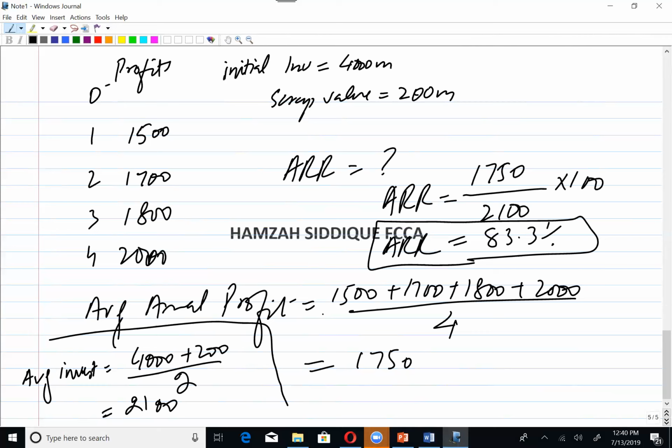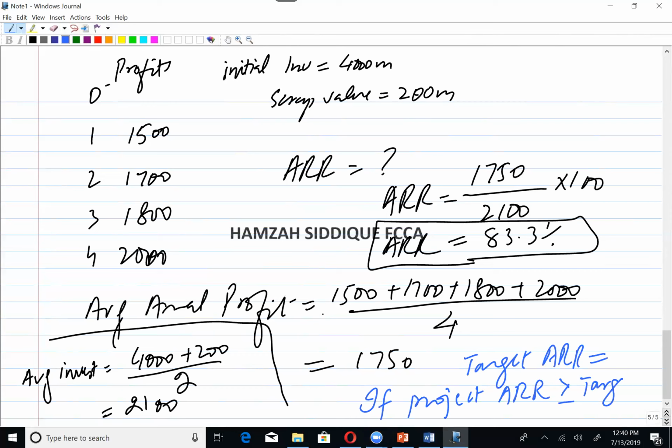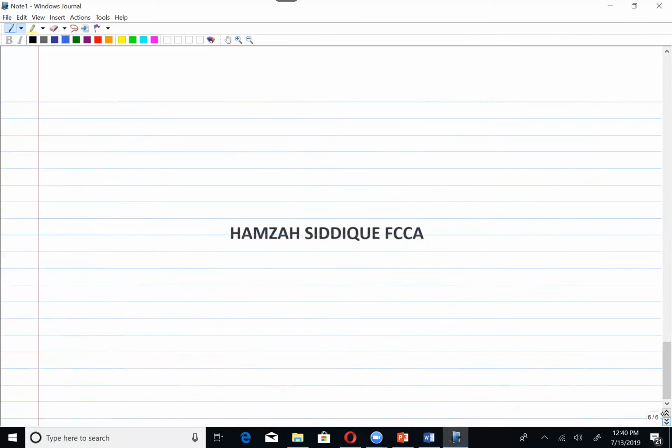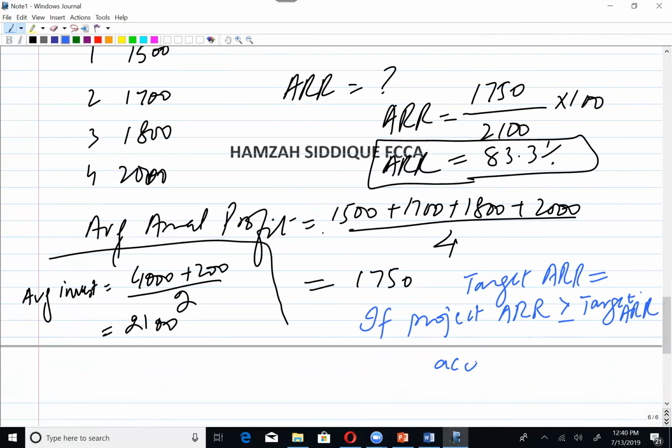Okay, now, next. So students, just see here, decision making, how to do. Each organization decides a target ARR. If the project ARR is greater than or equal to the target ARR, then we say accept the project, otherwise reject it. Because the project is producing more than or equal to the target.